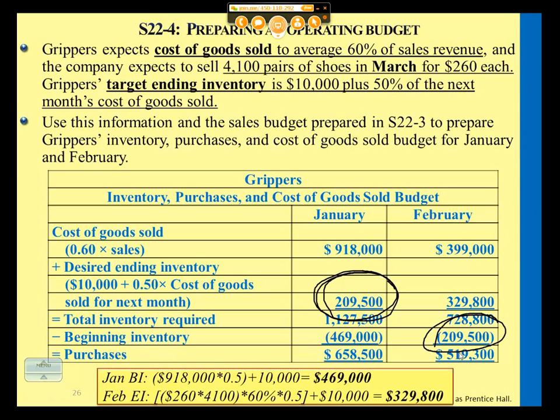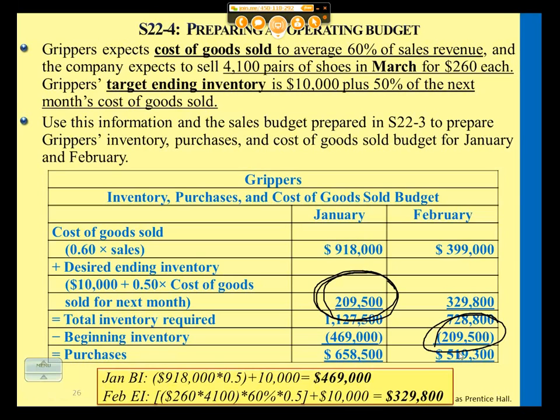The next month cost of goods sold. So you're adding, you're doing the next, so plus 10,000? Target ending inventory. What is an ending inventory? It's the beginning inventory of the next month, right? So you have a rule. Target ending inventory is 10,000 plus 50% of the next month cost of goods sold. Okay? You're trying to find the beginning inventory for January.